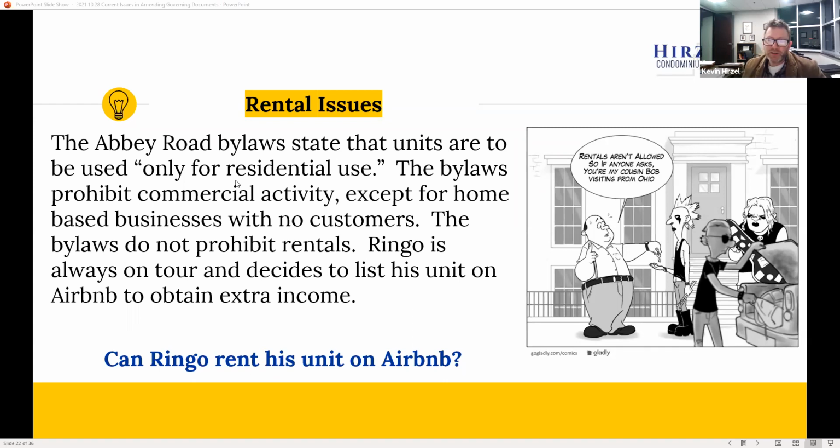I will take some questions on this because it's actually coming up a lot. If you want to drop in chat, based on these restrictions only, who thinks that Ringo is able to rent his unit on Airbnb? So Mike says yes. What do you guys think? Is he allowed to do it?